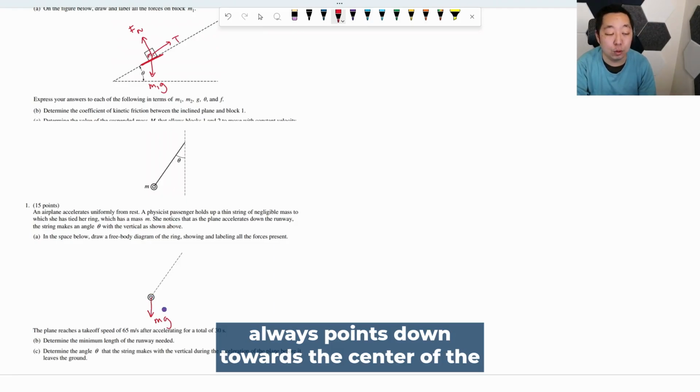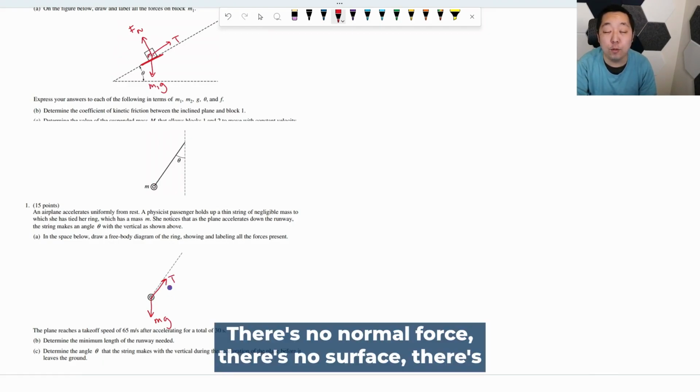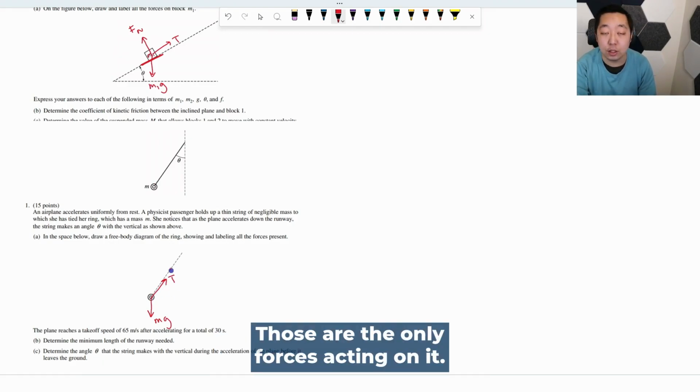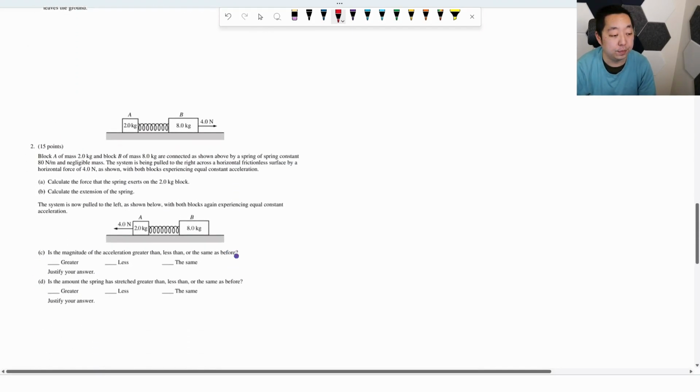Gravity always points down towards the center of the Earth. What's touching it? There's a rope touching it. It pulls that way. There's no normal force. There's no surface. There's nothing else touching it. Those are the only forces acting on it. And so we're done with that free body diagram.